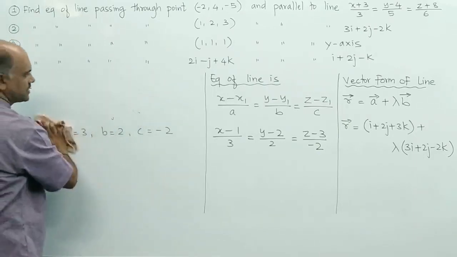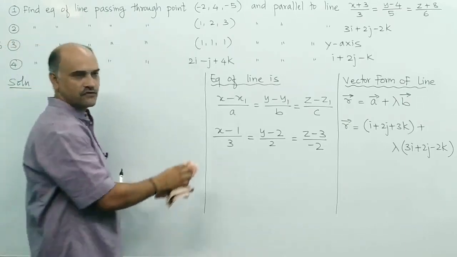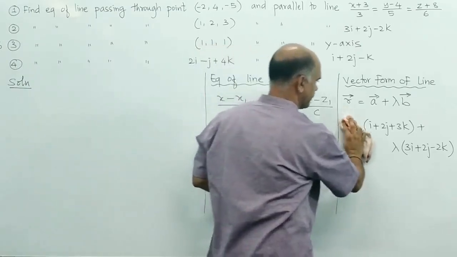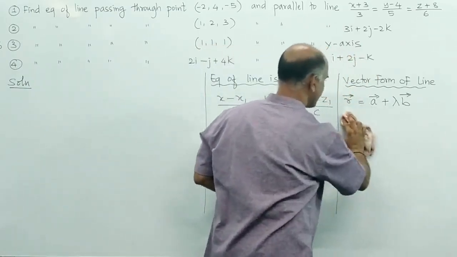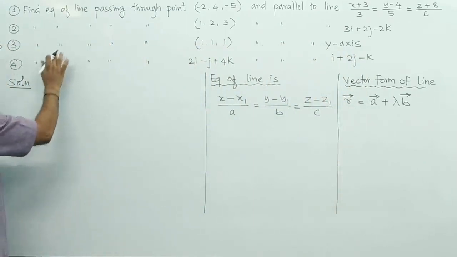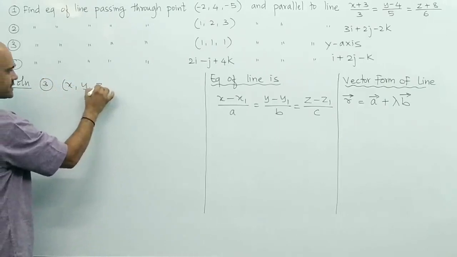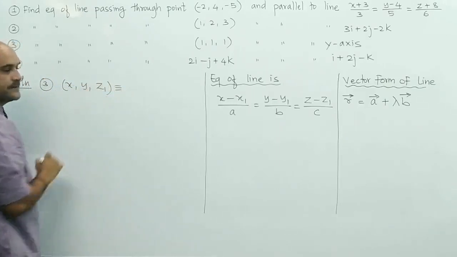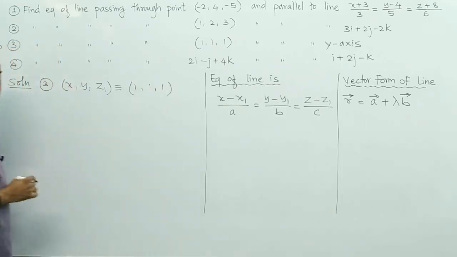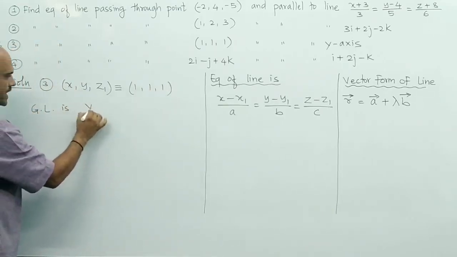So if we take third one, he has told that passes through point 1, 1, 1 and is parallel to y-axis. Passes through 1, 1, 1 and parallel to y-axis. So in third, x1, y1, z1 he has given. Can you write it? So 1, 1, 1. In this the given line is y-axis.